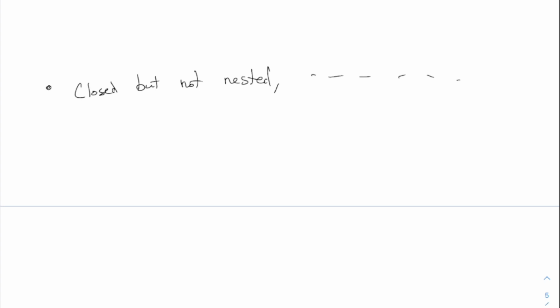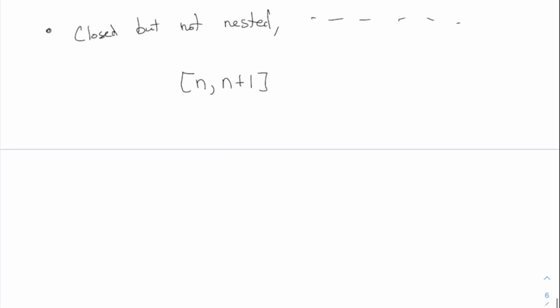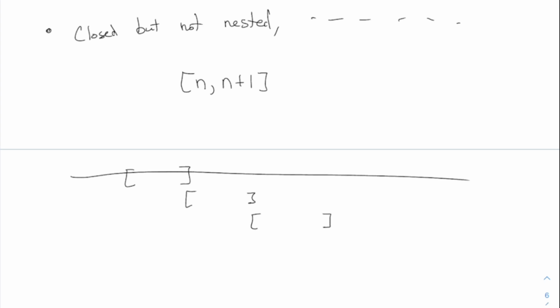I think I saw somebody get something like this. Not nested intervals. Anybody want to try? Yeah, the closed interval from n to n plus 1. Actually, if you think of intervals which are not nested, they usually will have empty intersections. So if I were to draw a picture, the interval from 1 to 2 is the first one, and then the next one is the interval from 2 to 3, and then the interval from 3 to 4, and then from 4 to 5. That's what these intervals look like.